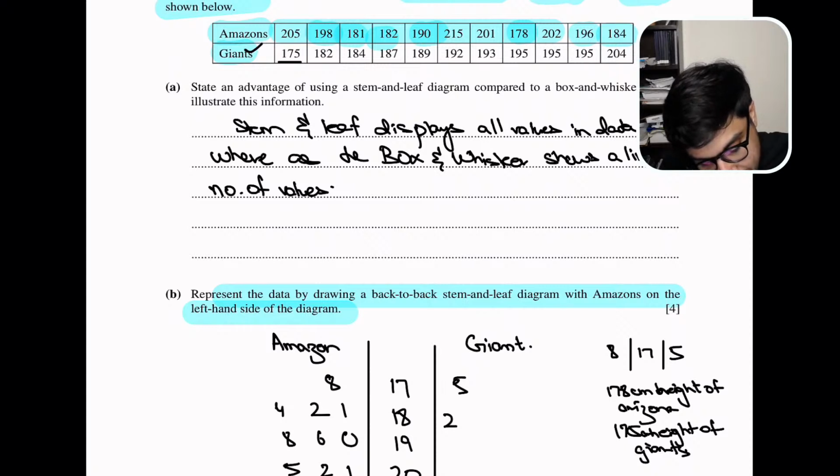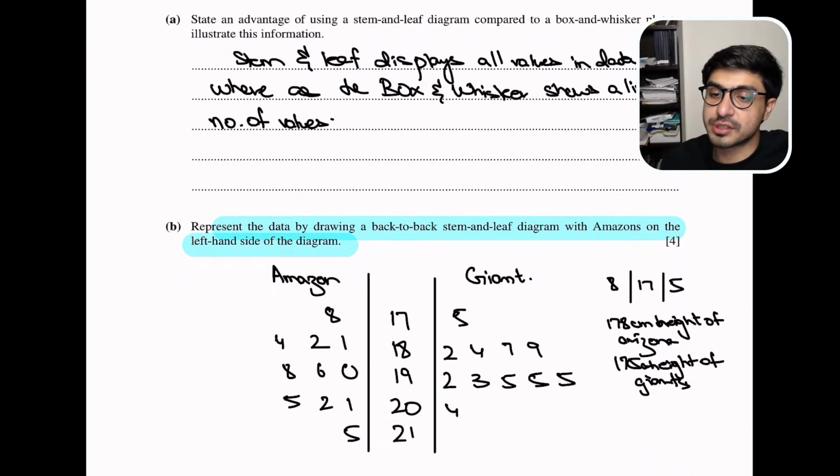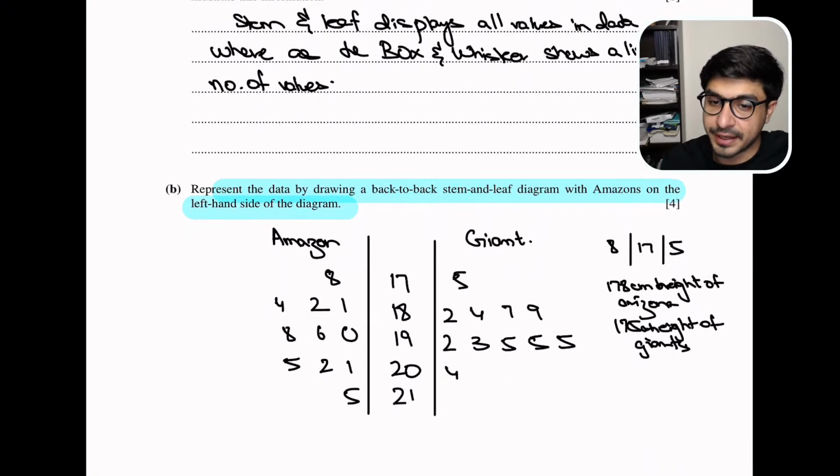फिर क्या आ रहा है? 4 आ रहा है, तो 4 लिख दिया. फिर 7 आ रहा है, तो 7 लिख दिया. फिर 9 आ रहा है, तो 9 लिख दिया. फिर 1 9 में क्या आ रहा है? 2 आ रहा है, 3 आ रहा है, 5 आ रहा है, 5 आ रहा है, और 5 आ रहा है, और 2 0 में सिर्फ 4 आ रहा है. So this is how the stem and leaf is going to be done, right?